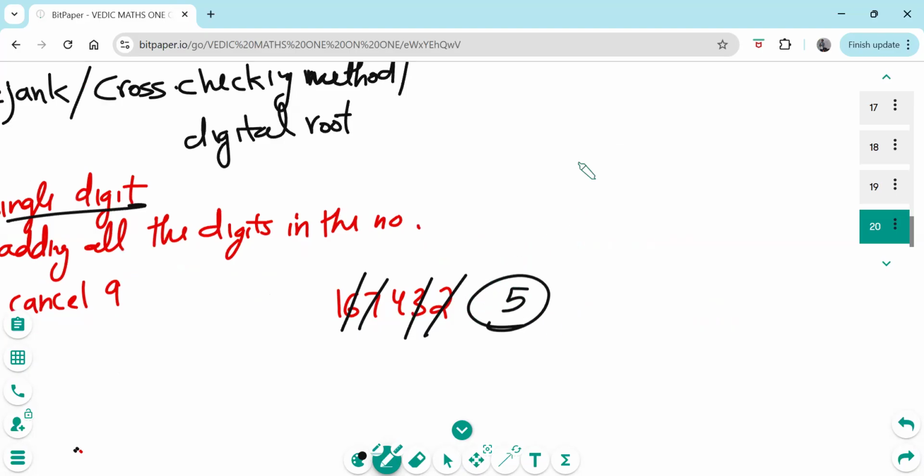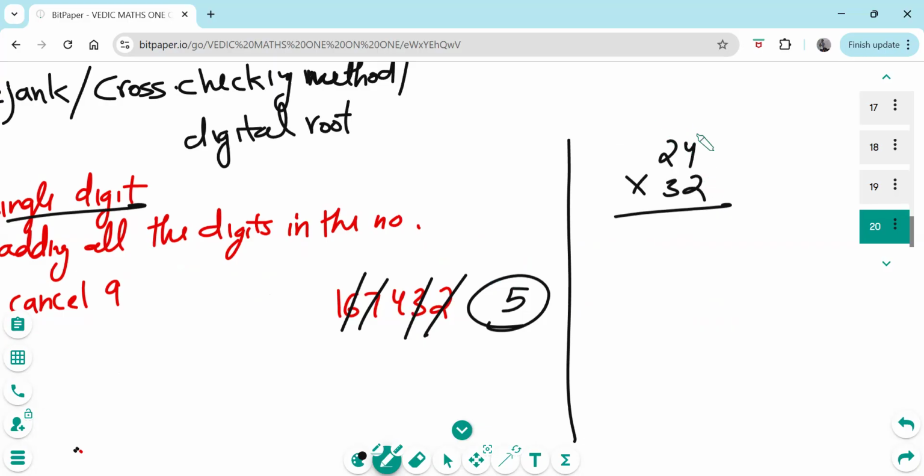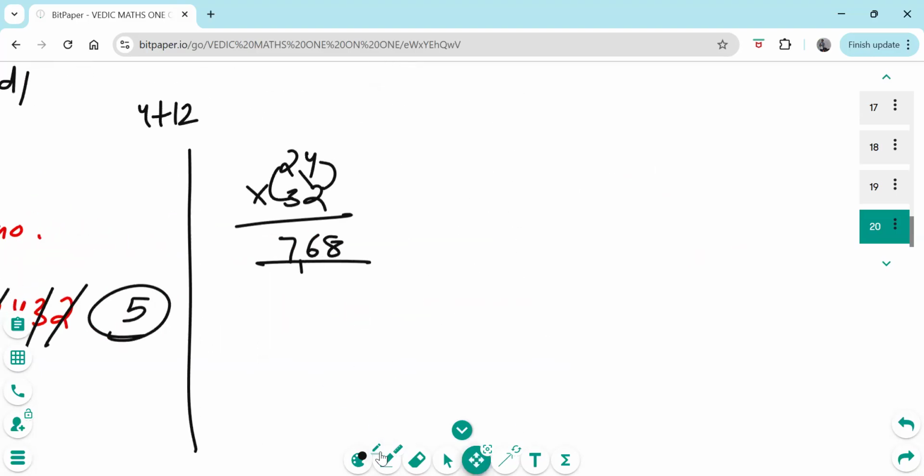So let's understand how we're going to use Beejank in our Vedic maths. For example, if I ask you to multiply 24 by 32, dear children, well, by the way, do you know how to multiply? Let's use the general method. 4 times 2, 8. This multiplied with this, 4. This multiplied with this, 12. Add them together, 16. So we cannot write 16, 6 and 1 carry. 3 times 2, 6. 6 + 1, 7. And done. Now, we're going to check our Beejank for this.